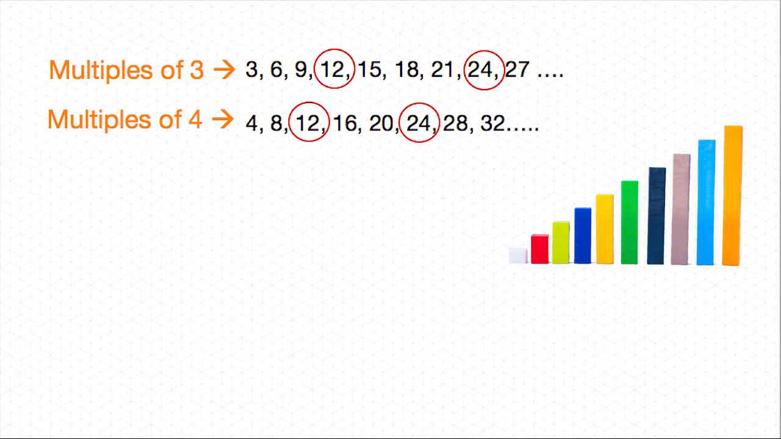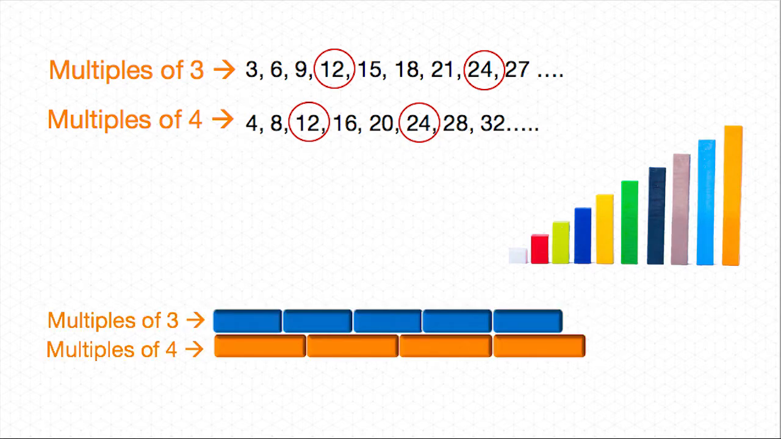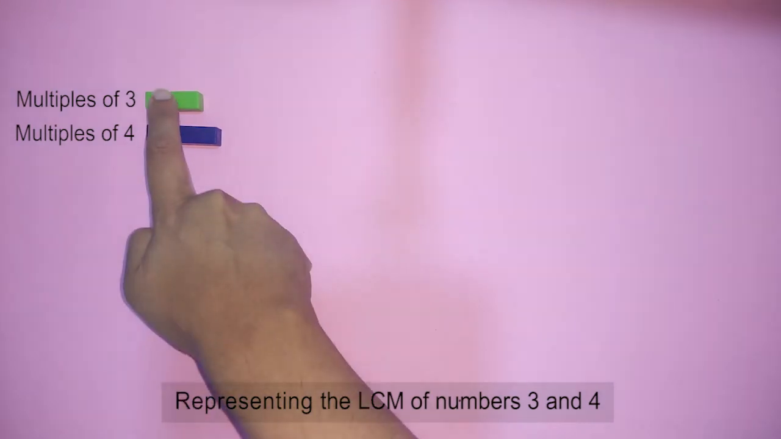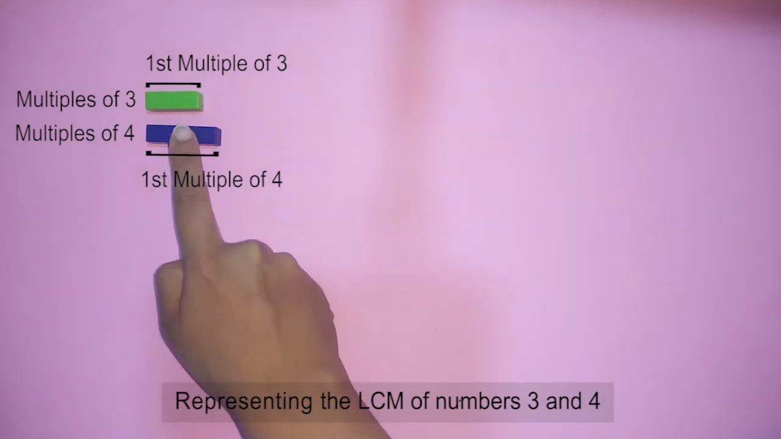So, we will first form multiples of the two numbers and check the points where the multiples match in length to spot the common one. So let's take the example of finding the LCM of 3 and 4. To represent multiples of the number 3 and the number 4, we can use light green rods and dark blue rods respectively. A light green rod, as we know, represents the first multiple of 3, and a dark blue rod would then represent the first multiple of 4.